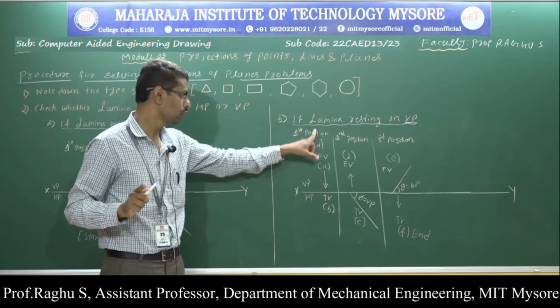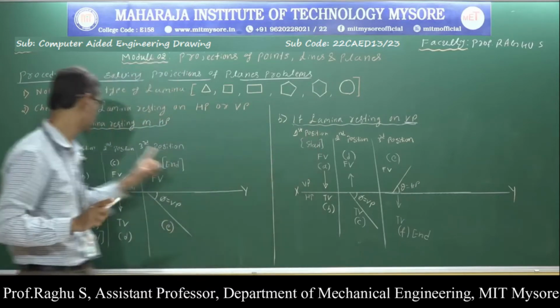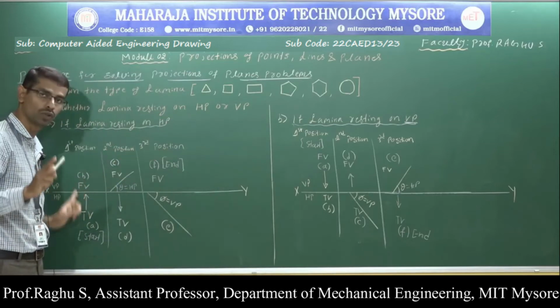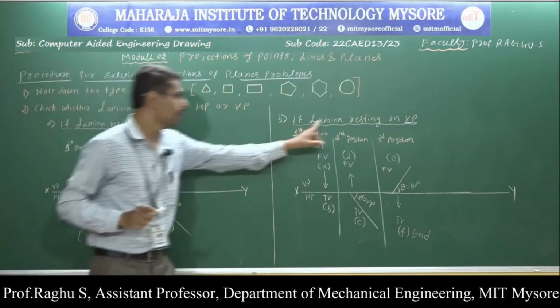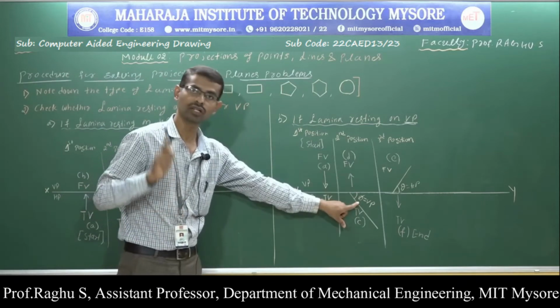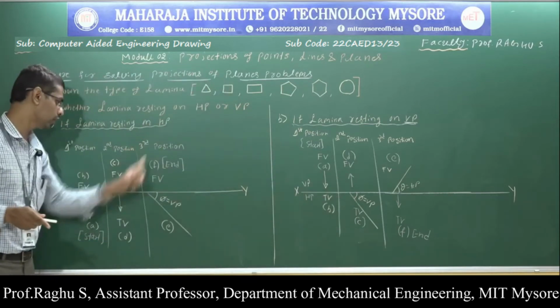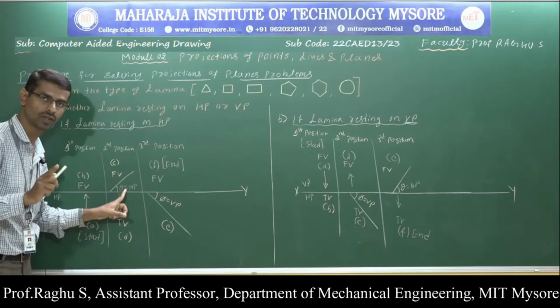Remember, when the laminar is resting on VP, start the first position with the front view. When the laminar is resting on HP, start the first position with the top view. Next, when the laminar is resting on VP, to draw the second position, take VP inclination. When the laminar is resting on HP, to draw the second position, take HP inclination.